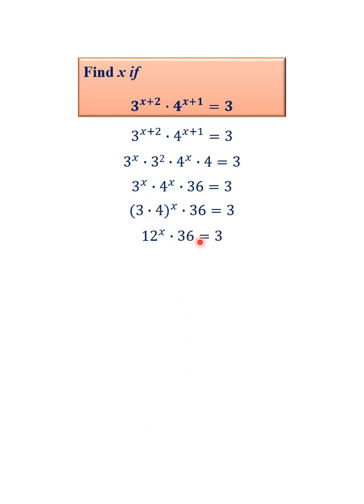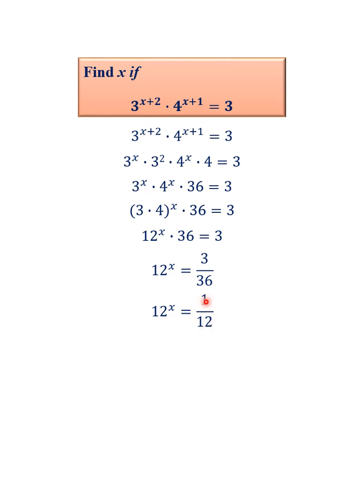times 36 equals 3. To obtain x, we need to divide through by 36, so that we have 12 to the power of x as the subject of formula. That gives us 12 to the power of x equals 3 divided by 36. 3 into 3 is 1, 3 into 36 is 12. So we have 12 to the power of x equals 1 over 12.